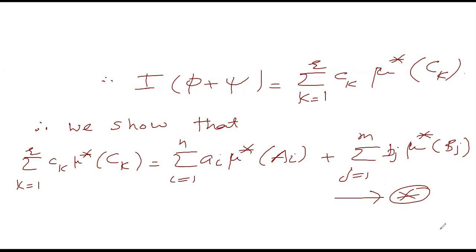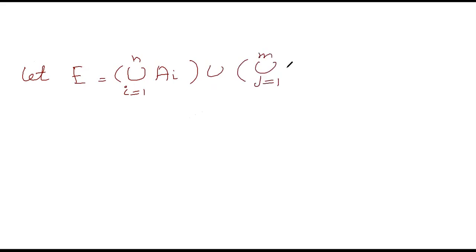So to prove this, let me define the following sets first. Let E be equal to this set: the union i runs from 1 to n of A_i, then the union j runs from 1 to m of B_j. Then you can see this E is of finite measure.